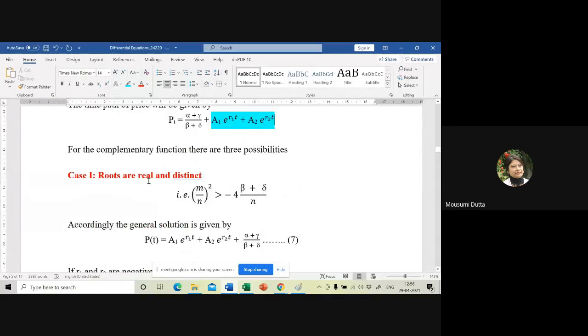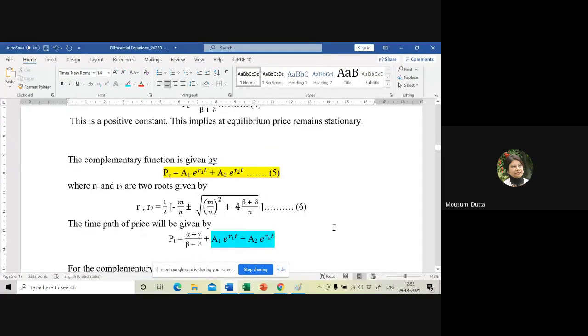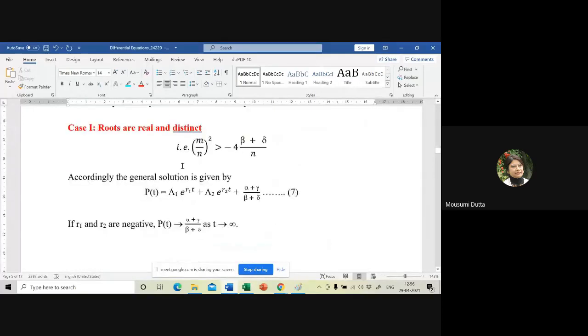So roots are real, three possibilities as I mentioned. Roots are real and distinct. Look at the discriminant. Now you understand how to mark whether the roots are real and distinct, or whether the roots are complex conjugates. So roots are real and distinct if (m by n) whole square is greater than minus 4 into (beta plus delta by n). Accordingly, the general solution is given by equation number 7.